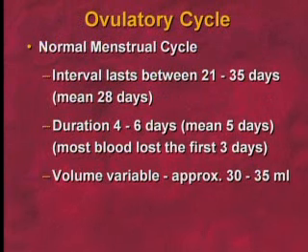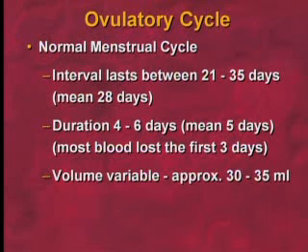We want to talk about the normal menstrual cycle. It's important to know this as we're talking to our patients and trying to gather our data, doing our investigation. The normal menstrual cycle interval lasts about 21 to 35 days, with the average being around 28 days. The duration is usually about 4 to 6 days, with the average being around 5.